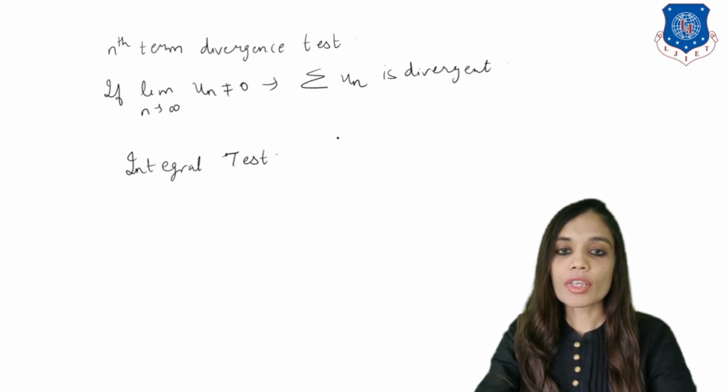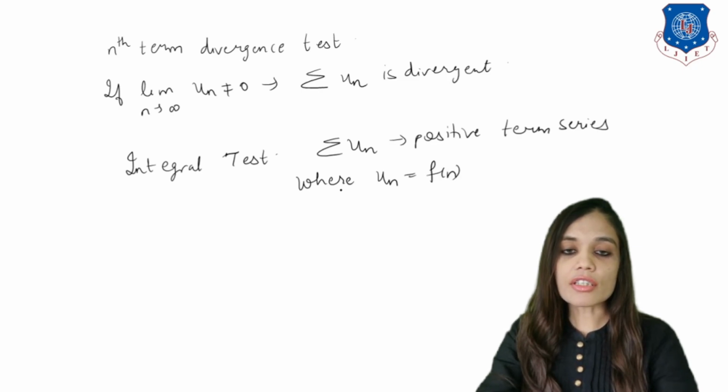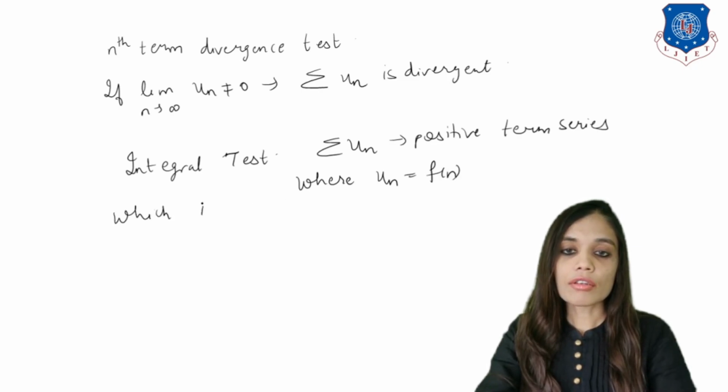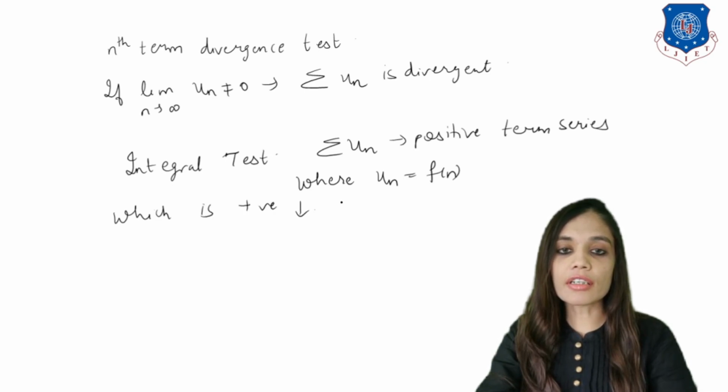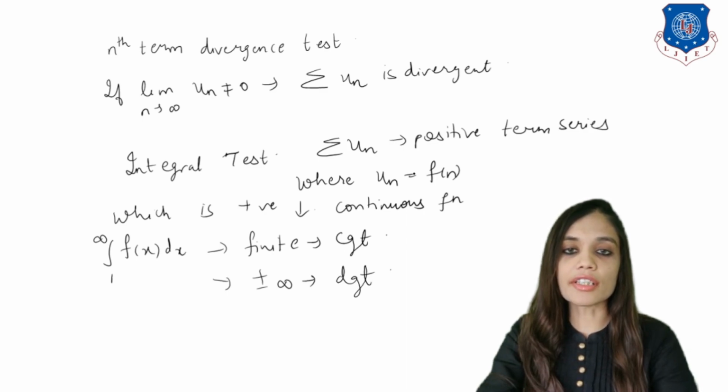So if we are given sigma un, which is a positive term series, right? Where our un is equal to f of n, which is a positive decreasing continuous function, right? Then we have to find integration 1 to infinity f of x dx. If this has finite answer, then we can say that our given series is convergent. And if this has infinite answer, then our given series is divergent.